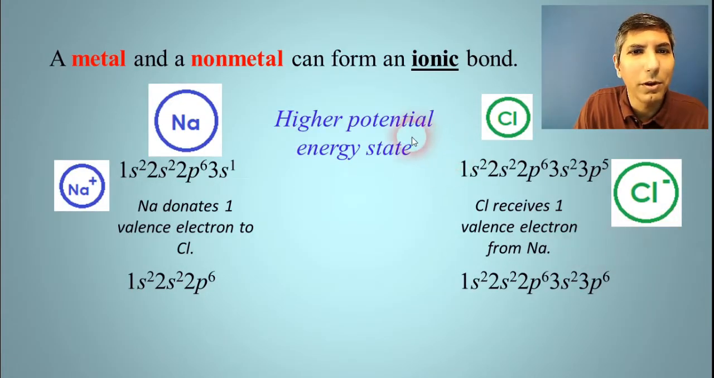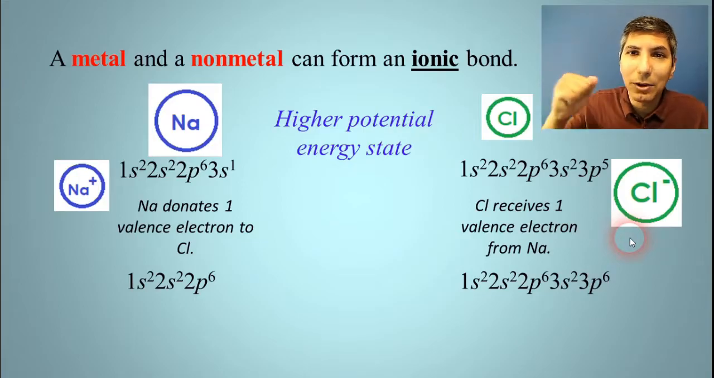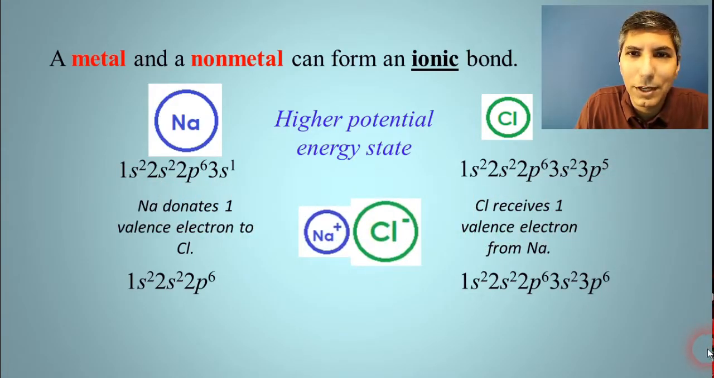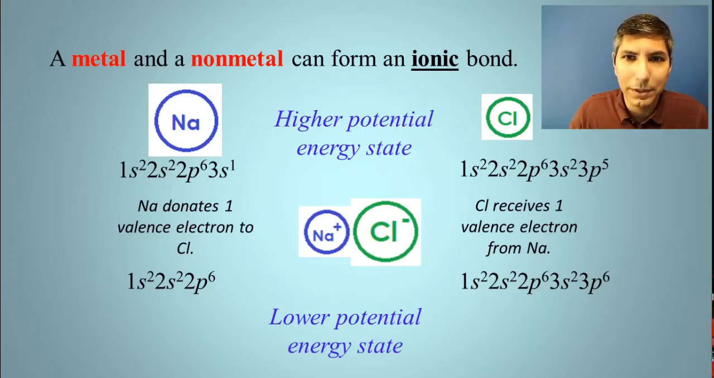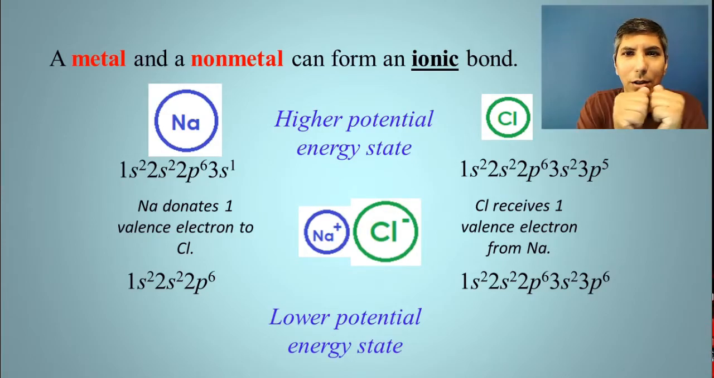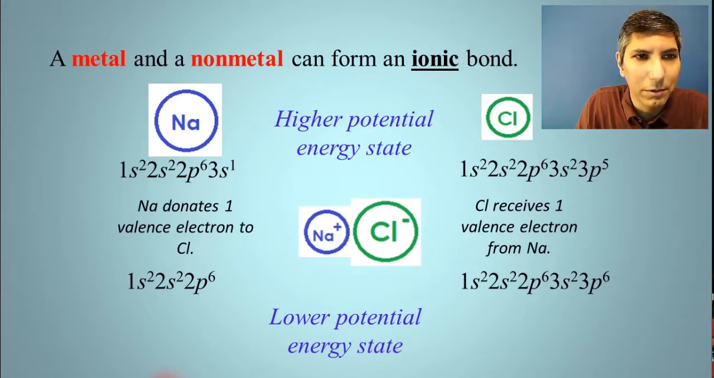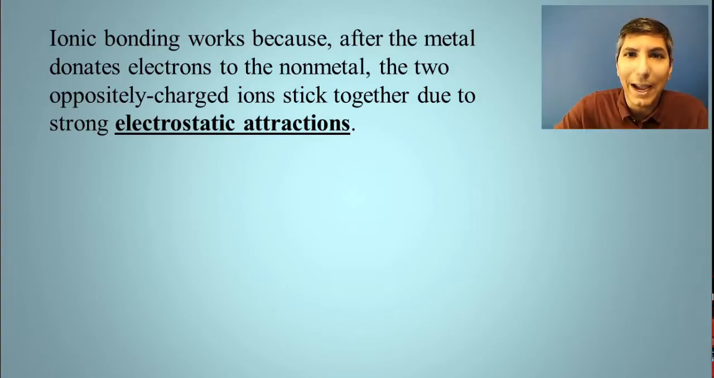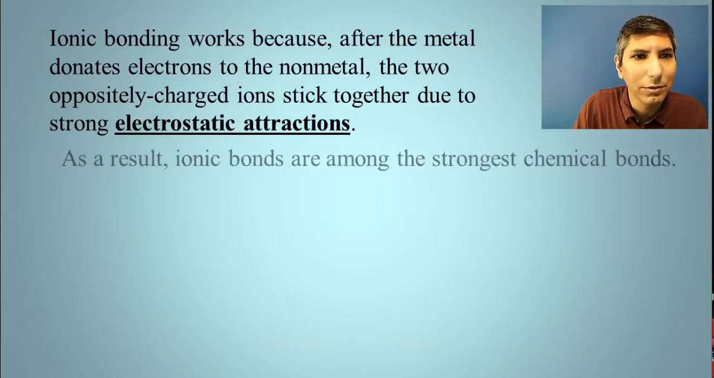Now, we know that when they're farther apart like this, just like we said, they're in the higher potential energy state, and as they get close together to form that bond, now they're in a lower potential energy state. So farther apart is higher energy, closer together in the bond is the lower potential energy state. The reason this works is because after the sodium, the metal in this case, donates electrons to the nonmetal, the chlorine in this case, we now have opposite charges. And as you probably already know from other science classes, opposite charges attract. In chemistry, this is something we call electrostatic attractions. The positives are going to attract negative charges.